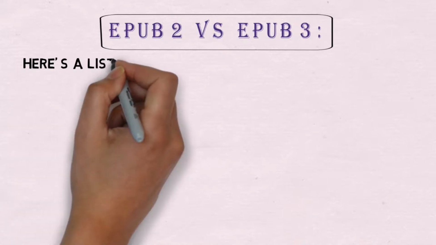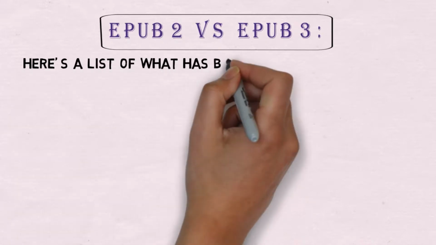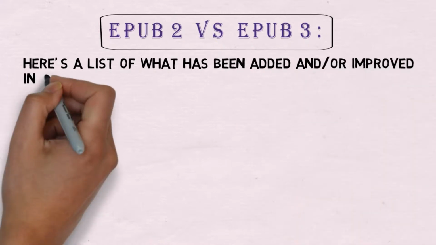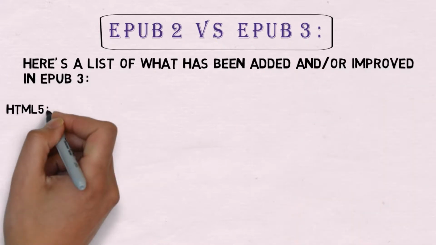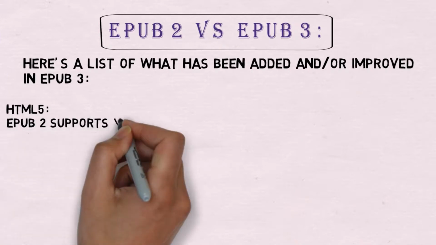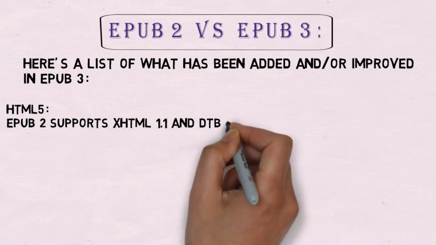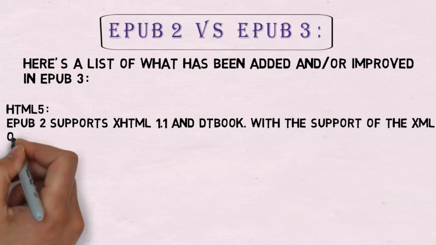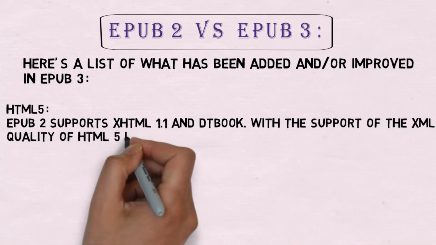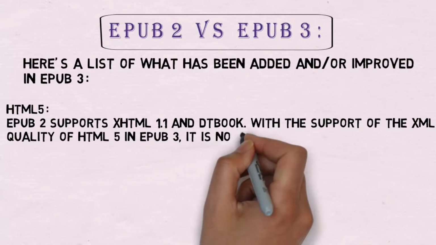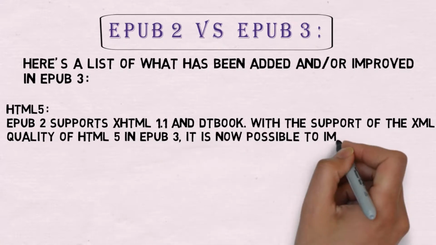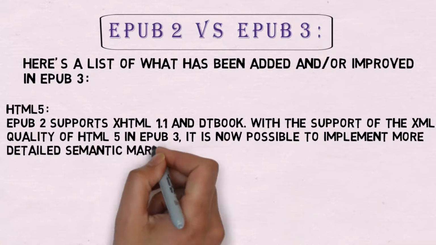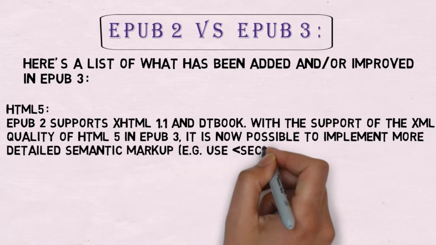EPUB2 versus EPUB3. Here's a list of what has been added and or improved in EPUB3. HTML5. EPUB2 supports XHTML 1.1 and DTBook. With the support of the XML quality of HTML5 in EPUB3, it is now possible to implement more detailed semantic markup. Example: use section, aside, figure.